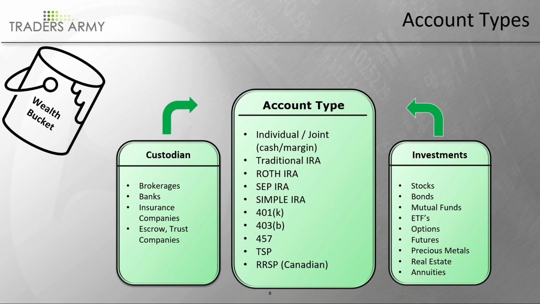Whether it is an individual or a joint account, or a traditional IRA or a Roth IRA, IRA standing for individual retirement account, and whether it's traditional, Roth, SIMPLE, or SEP, and then there are other types of accounts: 401k, 403b, 457. Those are all a bit different. And then TSPs and RRSPs, specifically the Canadian accounts, as well. Those are all different retirement style accounts, and they all have pluses and minuses.